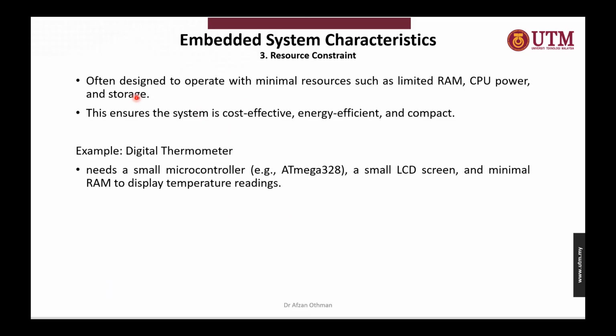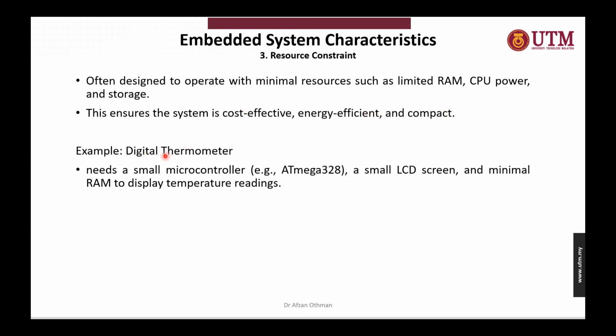So we just use minimal resources so that it can operate the whole system. This will ensure that the system is cost effective, because you have limited RAM and the CPU power is not that high, so the cost will be reduced compared to if you use a very high or powerful CPU. And it is also energy efficient and compact, right?